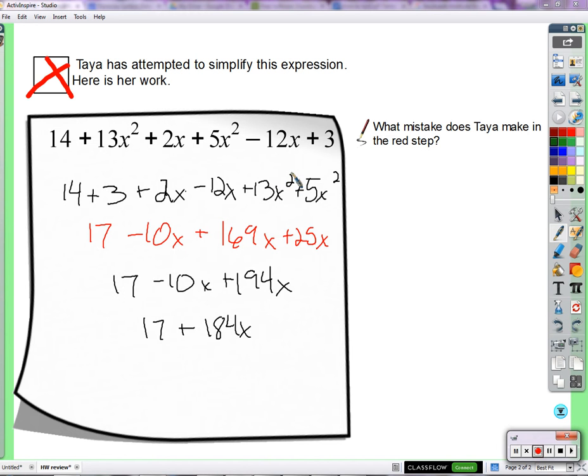To the power of 2? 13x to the power of 2. 13 times x to the power of 2. 13x squared. She went 13 times 13 instead of combining 13x squared and 5x squared. Okay. So 13x squared, well, square certainly does mean multiply a number by itself, right? And so she's taken 13 times 13, that's 169. She's taken 5 times 5, that's 25. And then just made it an x. Okay, that's what she did.